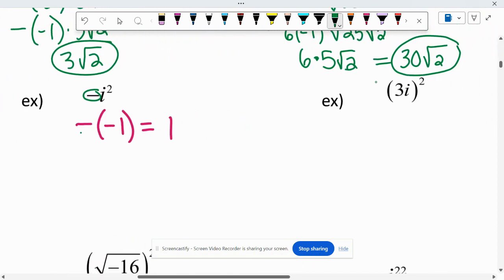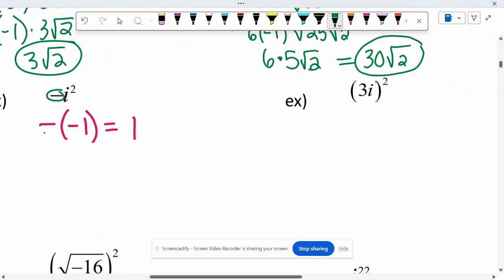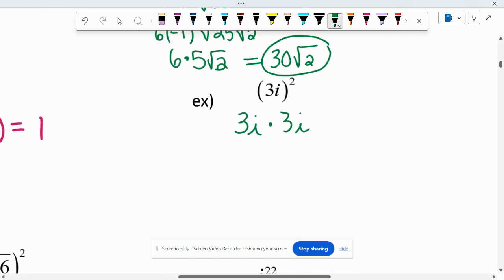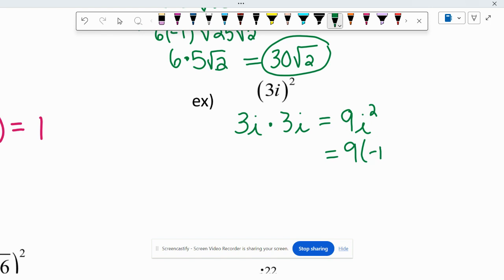Watch out for stuff like this. I don't know why, but sometimes you guys do voodoo math. What is this actually saying? It's saying 3i times 3i, right? That's what that's really saying. What is 3 times 3? And what's i times i? It's i squared. But what is the value of i squared? It is 9 times -1, which equals -9.